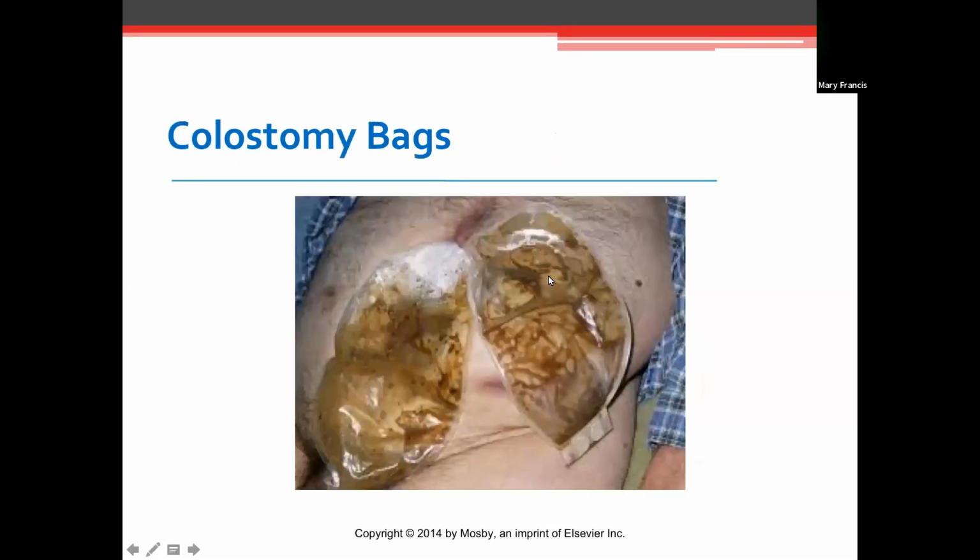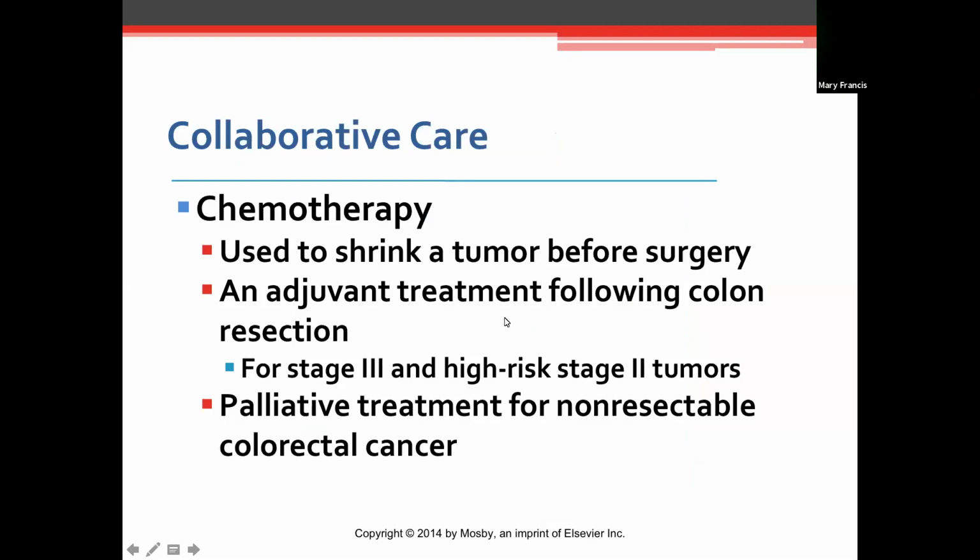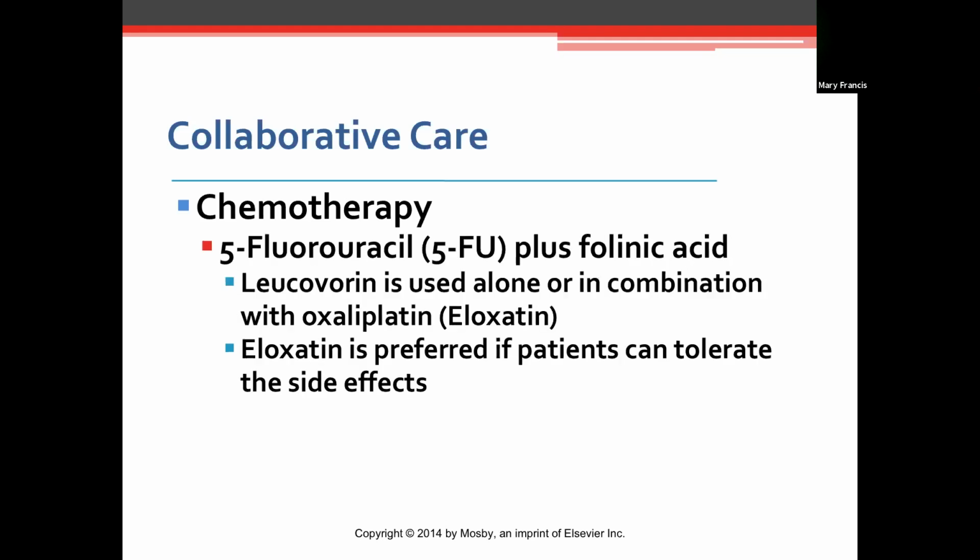This is an example of a colostomy. Sometimes they need two stomas, and it would be liquid stool that comes out, and your responsibility is to empty it. Chemotherapy can be done prior to surgery in order to shrink the tumor. It is primarily indicated for stage 3 and high risk tumors, or if the patient is not an operative candidate, palliative treatment for the tumor could be done with chemotherapy.